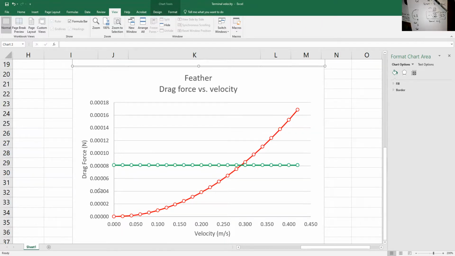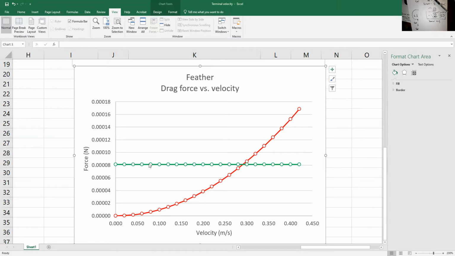Well, it is the same, except that we've got far different values over here. And again, I'll just say this is force because I've got weight here. That's the weight of the feather. Here's the drag force, increasing exponentially because 1/2 rho CdA, those are constants, and V is squared.